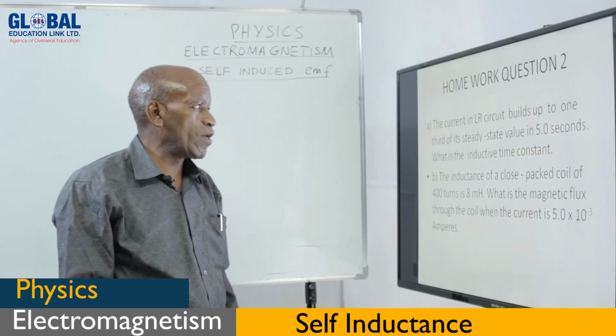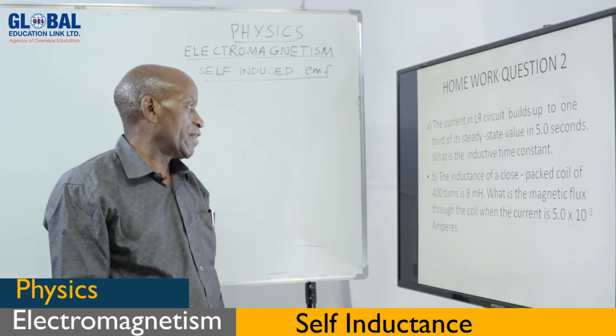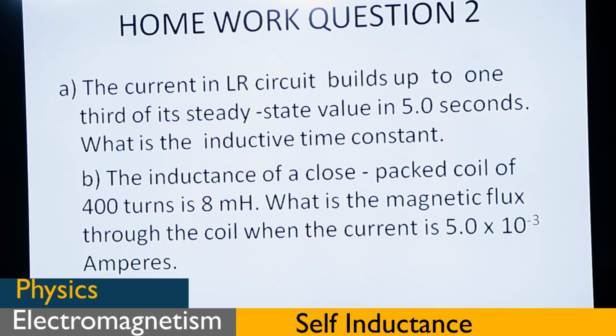Okay, let's go now to our homework number 2. It says the current in an RL circuit builds up to 1/3 of its steady state value in 5 seconds. What is the inductive time constant? And B, the inductance of a closed-packed coil of 400 turns is 8 millihenries. What is the magnetic flux through the coil when the current is 5 times 10 to the negative 3 amperes? These are 2 distinct questions.